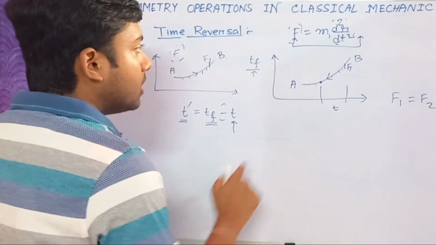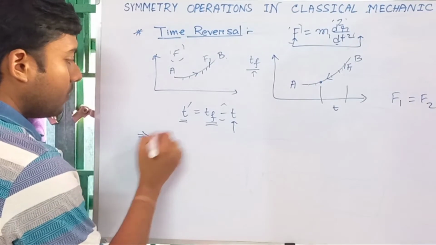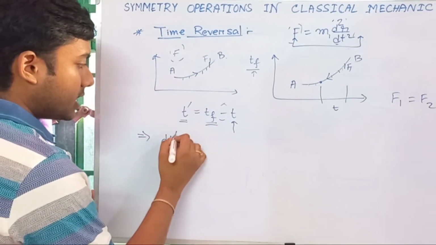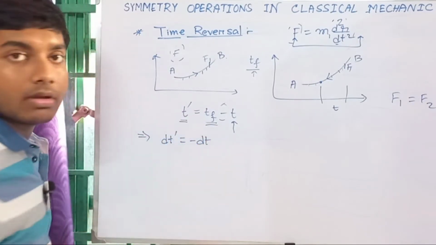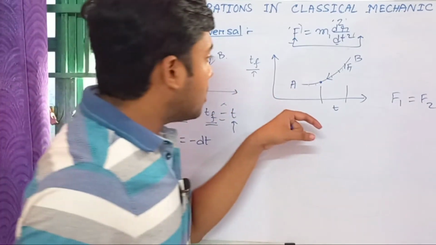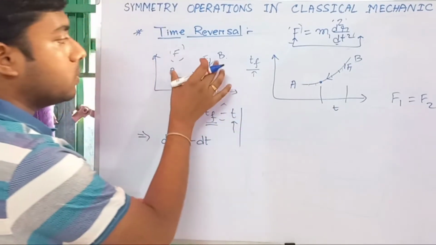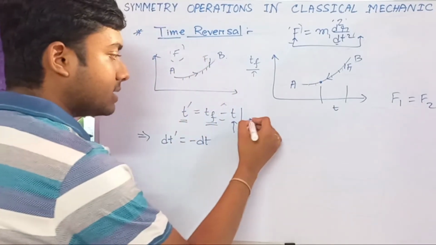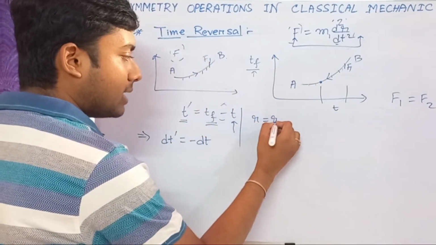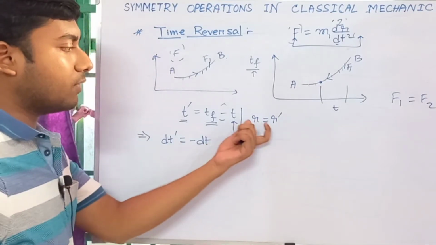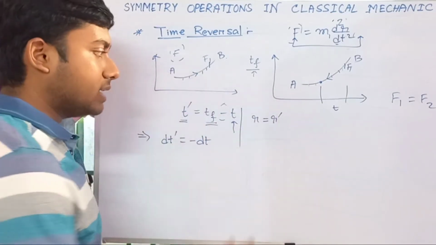Okay, now if we differentiate it, then dt dash is equal to minus dt, right? Now we know we are not changing the position of these two particles. That means r is equal to r dash. For the forward process and for the reverse process the positions are the same, so r is equal to r dash.